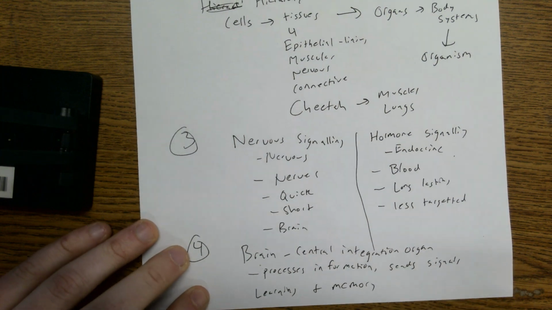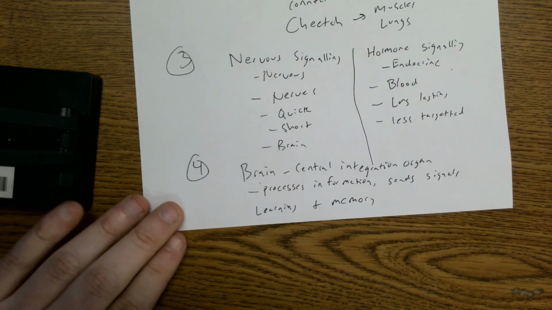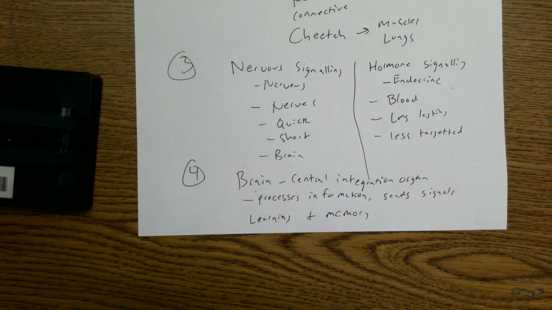So those are the main functions that we need to know about the brain for right now. All right, standard 5.